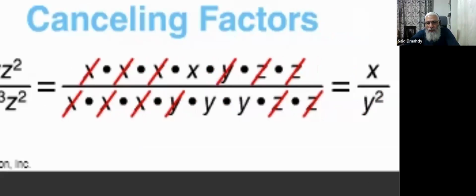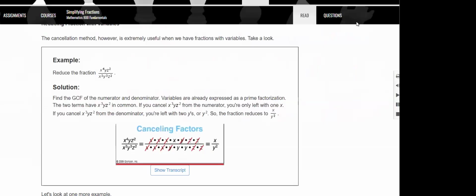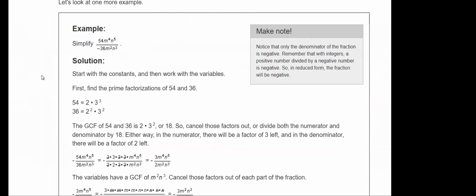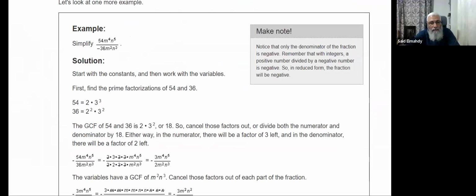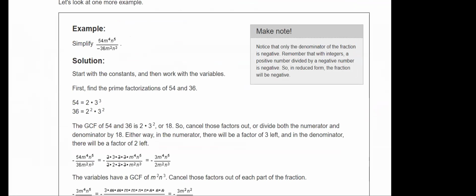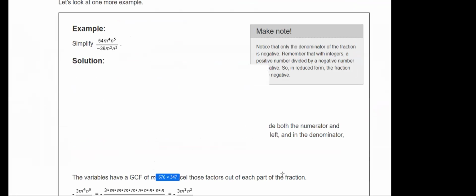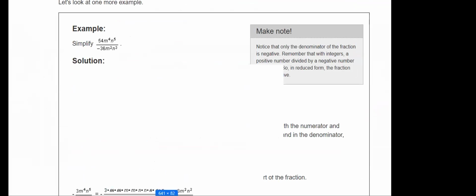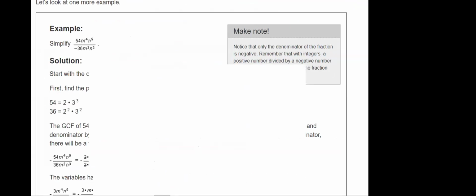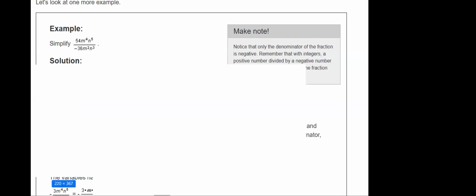Like here, x over y squared. Okay? So it's asking about simplifying this. Simplify 54 m to the power of 4, n to the power of 5, over negative 36 m squared, n to the power of 3.